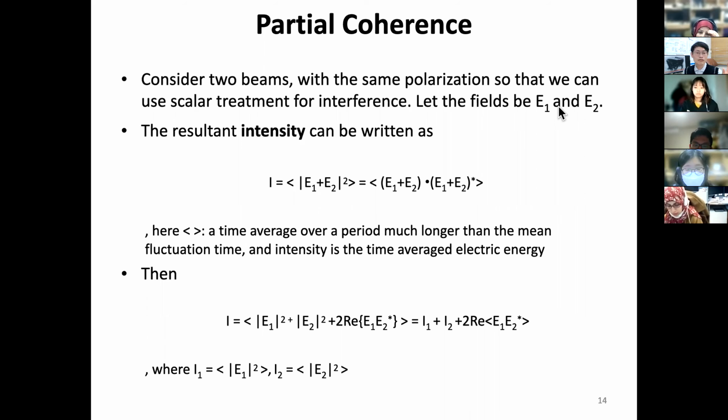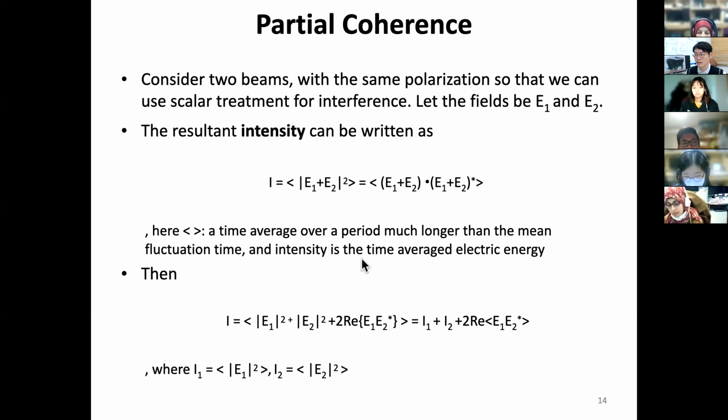So the E field of 1 and 2, like interference, the net interference intensity at your detector is the magnitude squared. But remember, this wave e to the i(kx minus omega t), that omega t is super fast, 10 to the 14th. So what we are actually seeing in our detector is averaging over time. So I put this notation, and you can see here is a time average over a period longer than the fluctuation time.